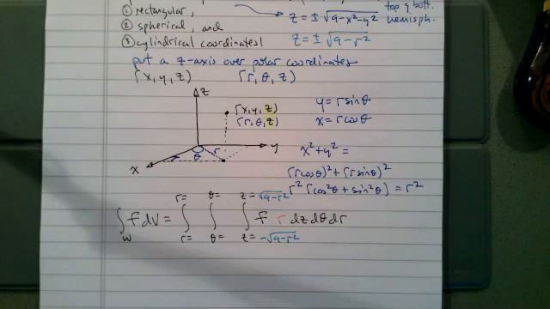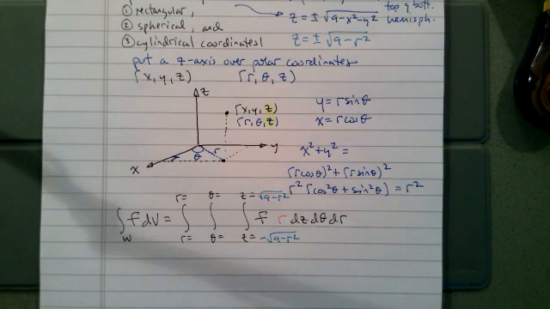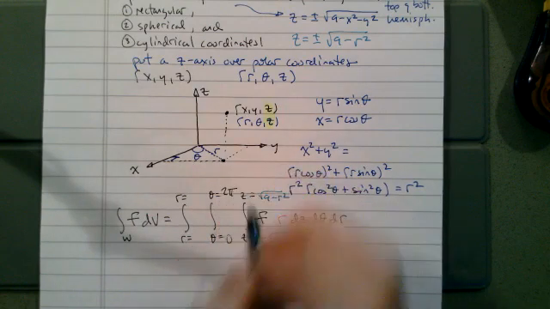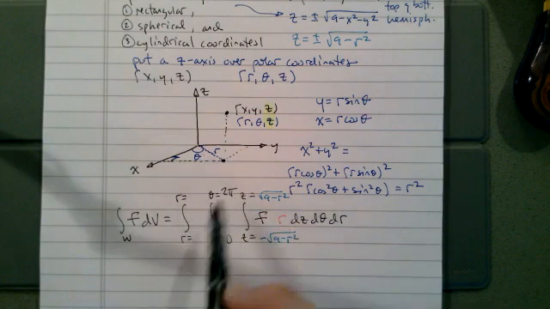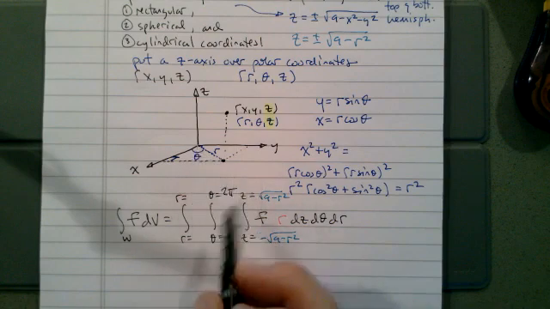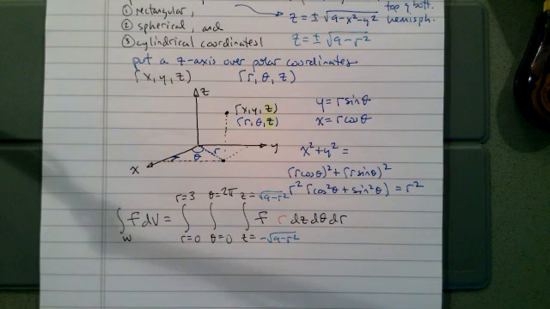To describe the entire sphere, we need theta to go all the way around. So theta should go from 0 to 2 pi. And then the radius r, remember the radius needs to be positive. So we're going to start off at the origin and go out to the edge of the sphere. So r will go from 0 to 3, the radius of the sphere. Any questions?